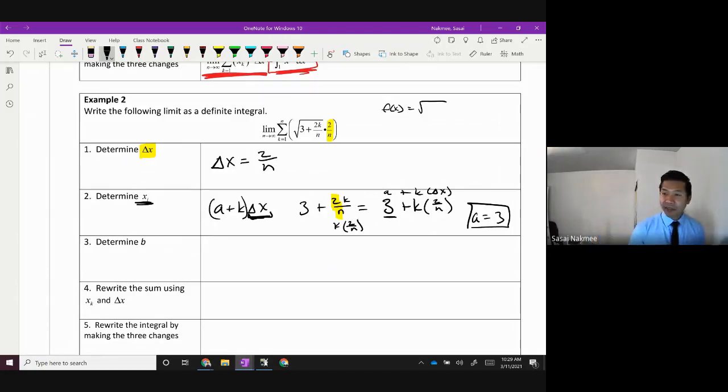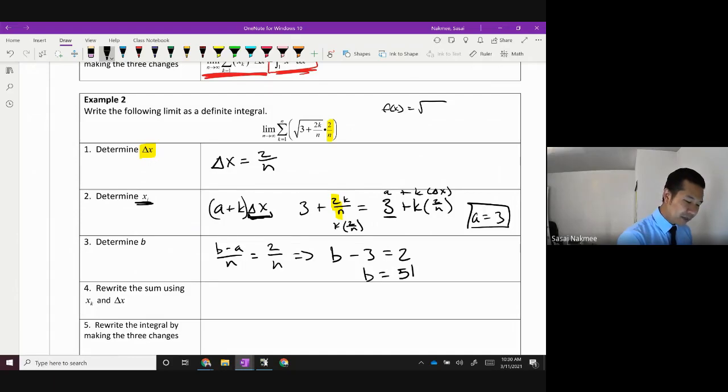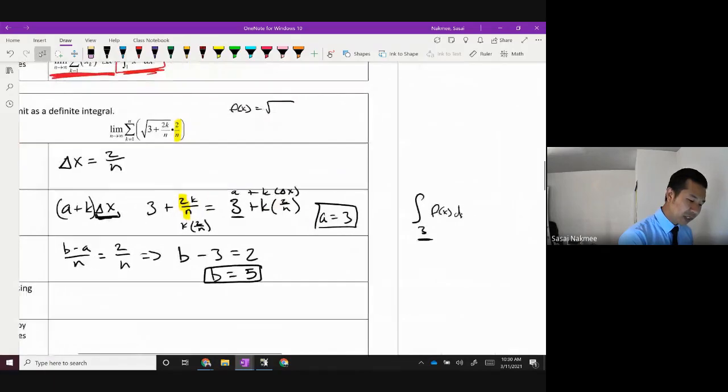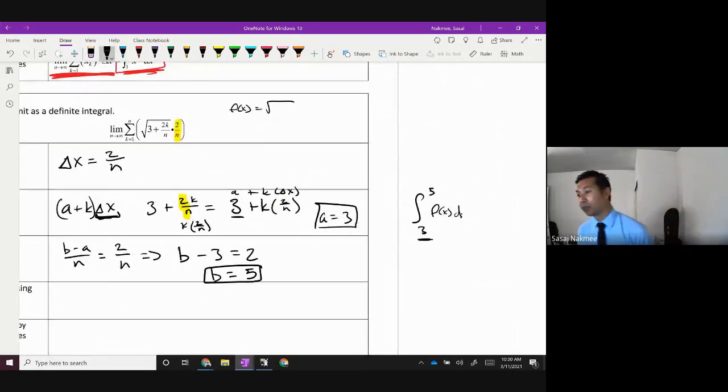Now that I have my a value, I can determine my b value. You ready for this? Remember, b minus a over n is, in this particular case, 2 over n, which implies that b minus 3 should equal 2. So what does b have to equal? Solving for b, I end up with b equal to 5. I now have my end result for my integral. So this integral is going to go from 3 to 5. We're almost there.